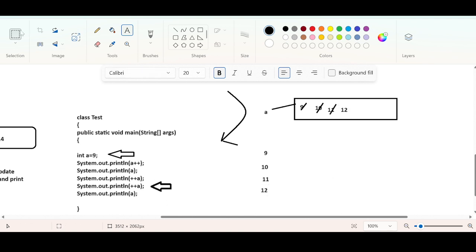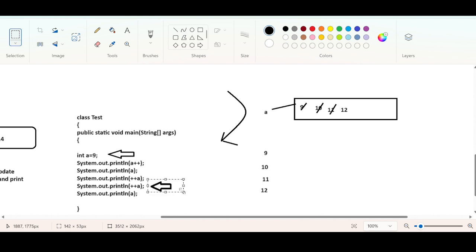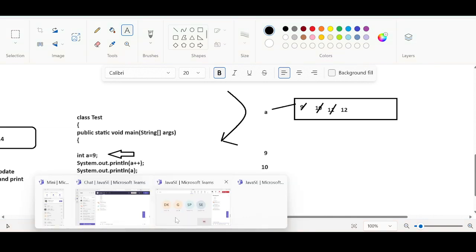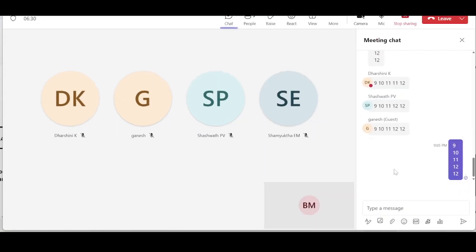Lastly, we are just printing the value of a. The latest value of a is 12. No updation is required because we are directly printing the value. So 9, 10, 11, 12, 12. This is what we got. 9, 10, 11, 12, 12. Making sense? Question making sense? Able to follow?